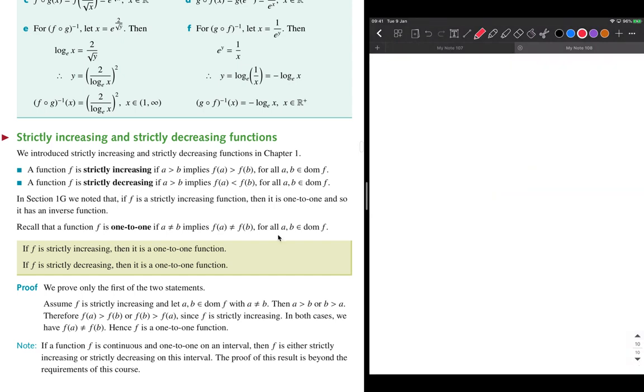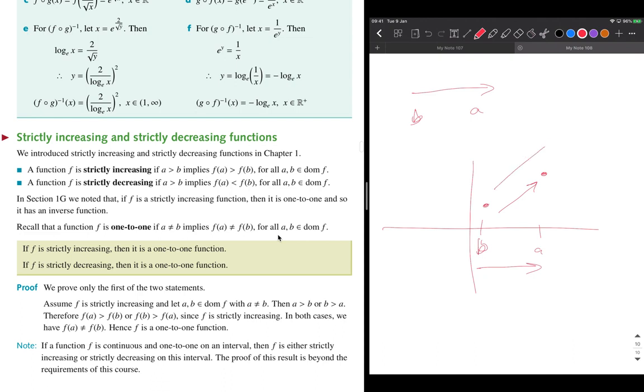is if we're moving from left to right, in other words, if a is bigger than b, so if we have a graph and we've got a here and b here, so that's moving from left to right, then the y coordinate when you sub in a is bigger than the y coordinate when you sub in b. So in other words, if we're moving from left to right, we should always also be moving from bottom to top. So that's what strictly increasing means.